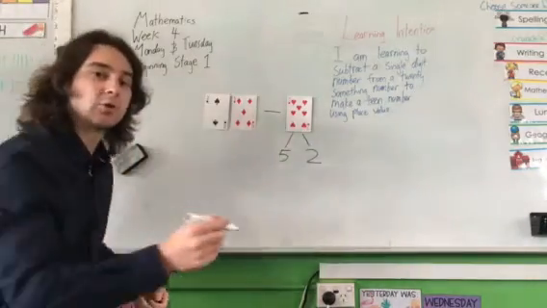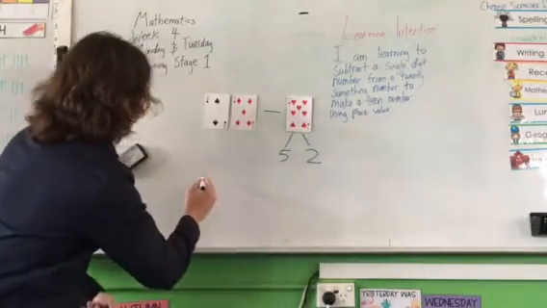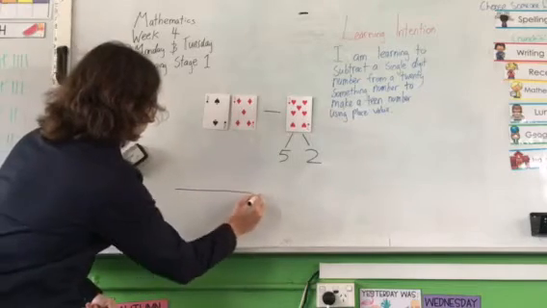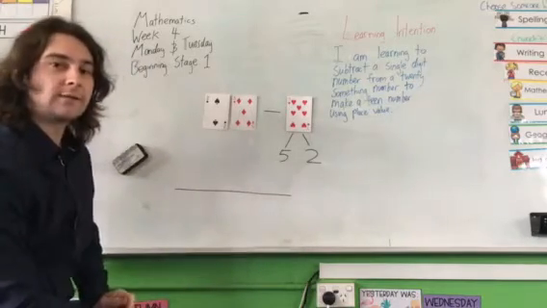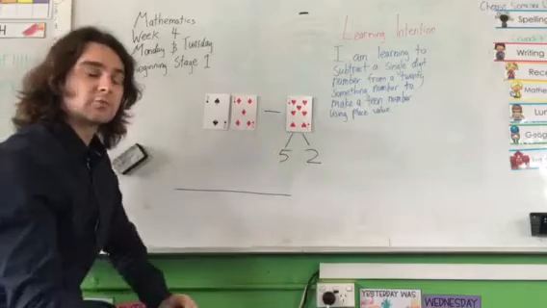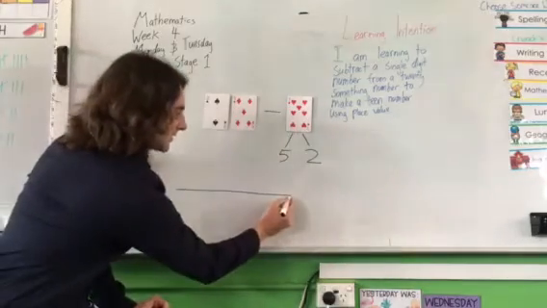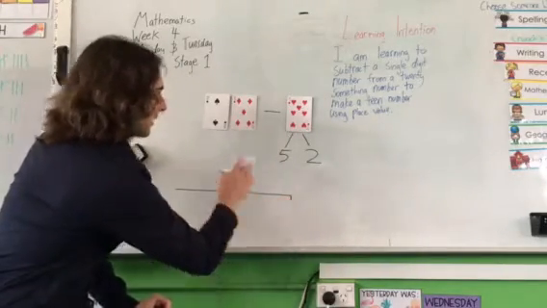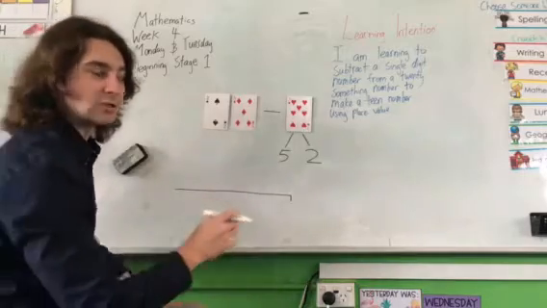So step 2, I am going to draw my number line. Now, we are doing subtraction on a number line, so I need to start here, and my largest number that I'm subtracting from is 25.